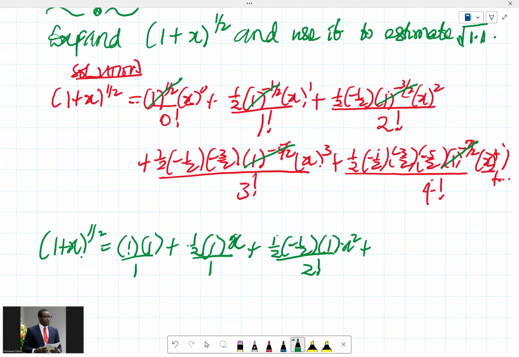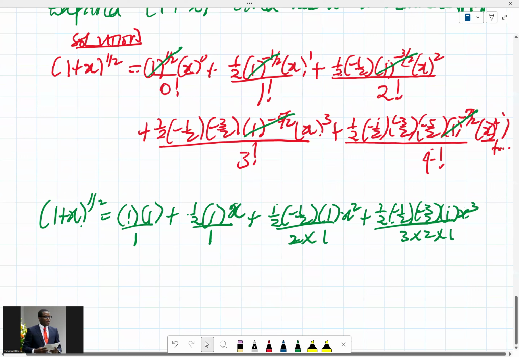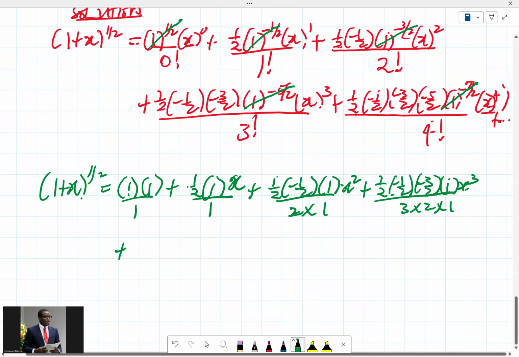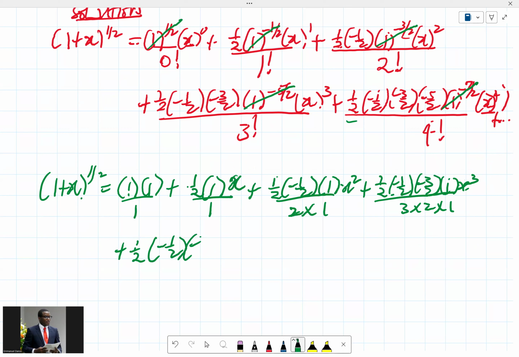Then when we come to the next one, we have 1 over 2 into minus 1 over 2 into minus 3 over 2. Then 1 raised to power minus 5 over 2 is 1. Then we have x raised to power 3 all over 3 factorial. Okay, I guess we can tidy that up already. 2 factorial is 2 times 1. 3 factorial is 3 times 2 times 1. Okay, so we go for the fourth one. So this is half, then minus 1 over 2, minus 3 over 2, minus 5 over 2.